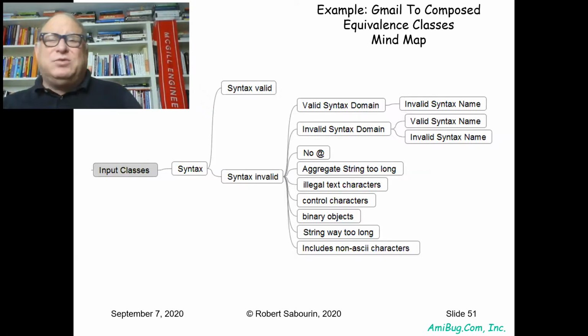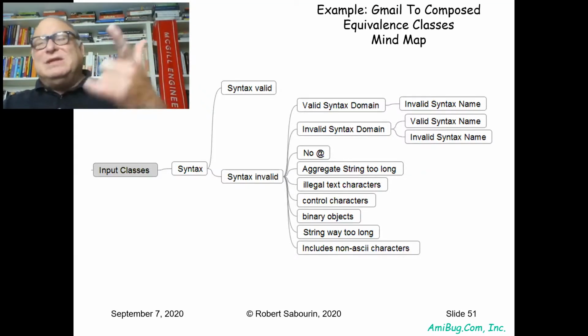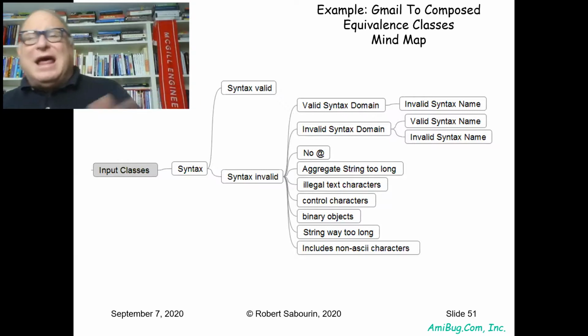Then there's the actual technical aspects. No at, for example, the string is too long in aggregate. There's text characters that are not allowed in email addresses. There's control characters that are not allowed in email addresses.